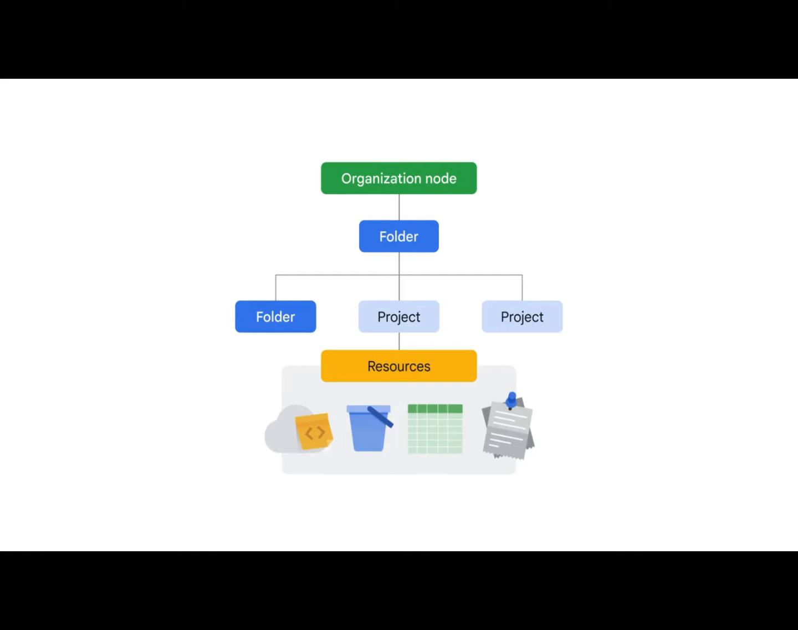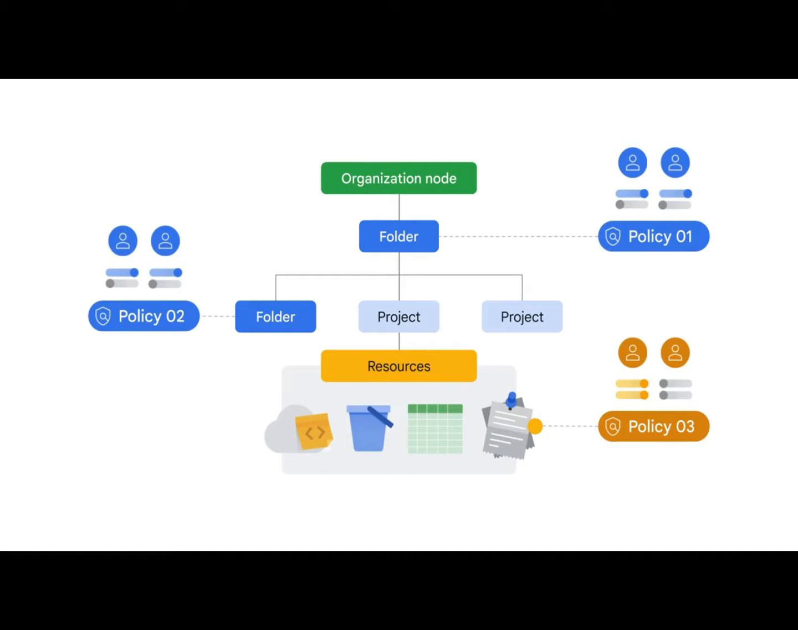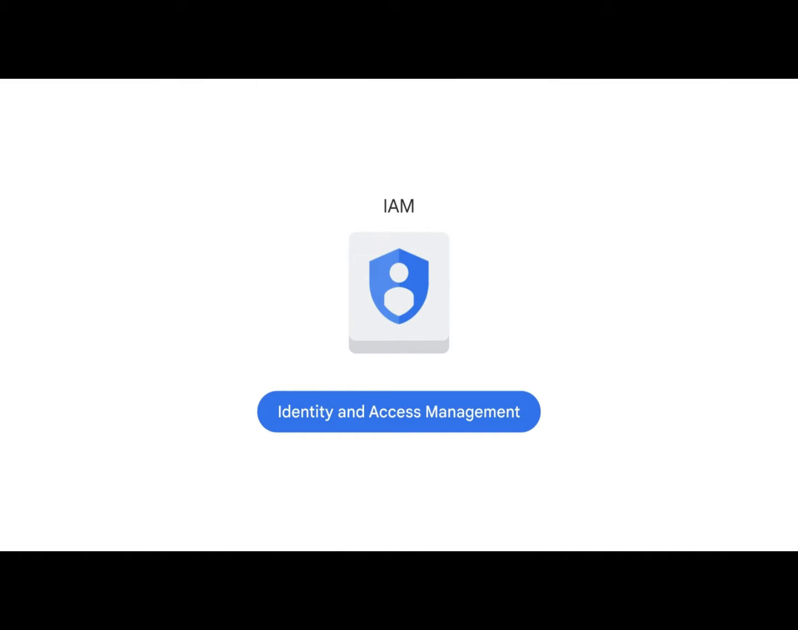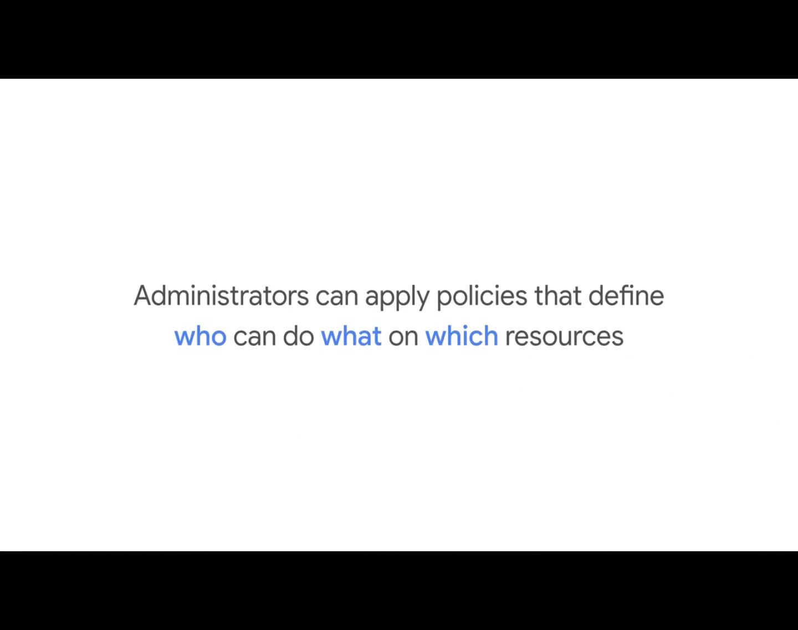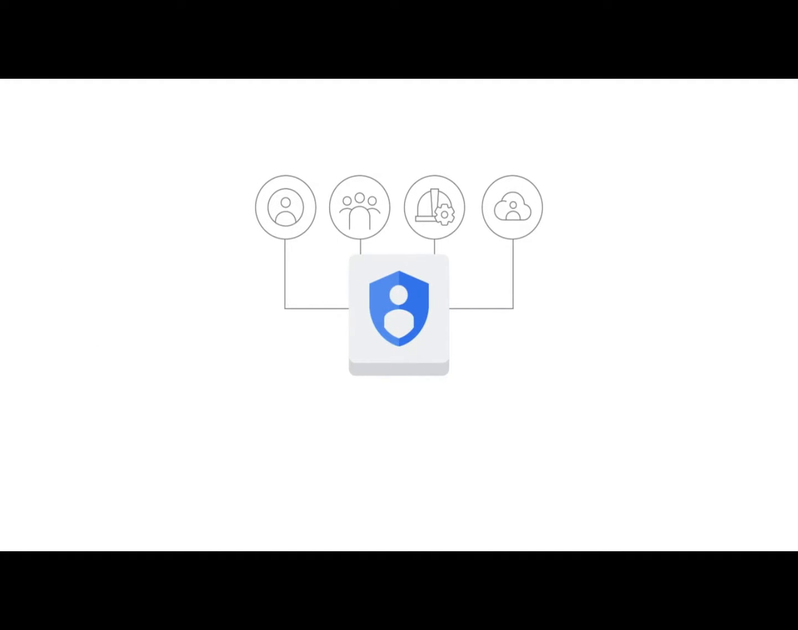When an organization node contains lots of folders, projects, and resources, a workforce might need to restrict who has access to what. To help with this task, administrators can use Identity and Access Management, or IAM. With IAM, administrators can apply policies that define who can do what on which resources. The who part of an IAM policy can be a Google account, a Google group, a service account, or a cloud identity domain. The can do what part of an IAM policy is defined by a role.